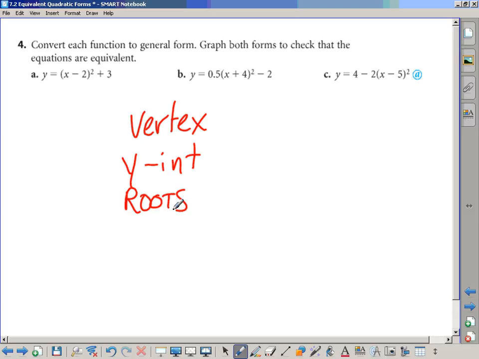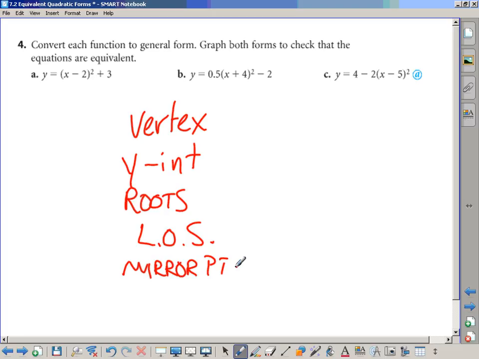What are some other things? Is something LOS? Do you know what that means? Line of symmetry. I'm going to ask you for that. So you're identifying all the pieces and the parts of the parabola along the way as you work. There's another one called the mirror point, and today's going to be our first chance to discuss that. Mirror point.